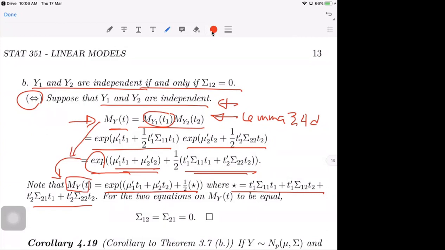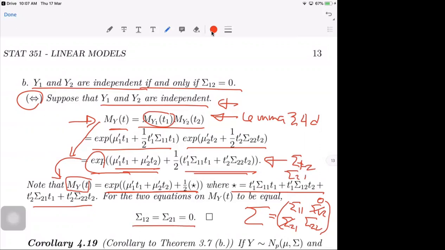So for these two equations to be equal, mapugos ta na katong sigma nato na gisulat na sigma 1,1, sigma 2,2, sigma 1,2, ug sigma 2,1 din he. Mapugos na kini na factor din ni 0 para wala man gud siya din he, no? Wala may sigma 1,2 din he ug sigma 2,1. So mapugos ta na dapat kana siya is equal to 0. So if and only if. So if they are independent, then sigma 1,2 should be equal to 0.